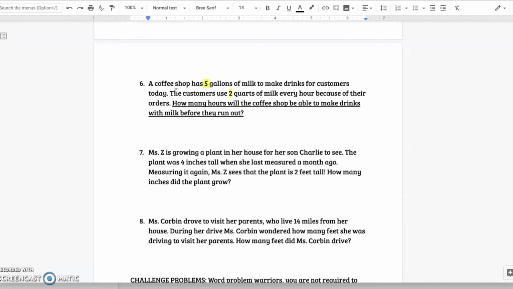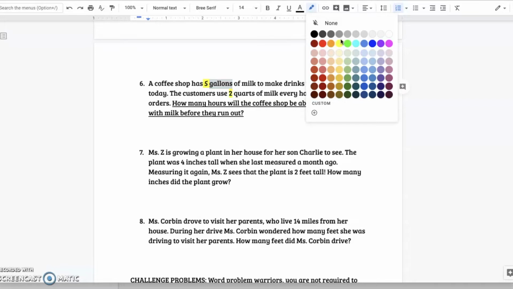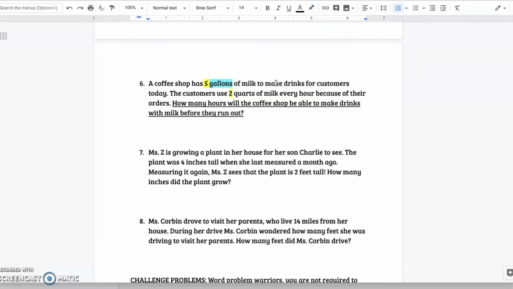So I'm going to go back and read it one more time. A coffee shop has 5 gallons. Ooh, that's important. I need to know the unit. So I'm going to select gallons, and my boxing color is blue. So I'm going to box it in blue. 5 gallons of milk to make drinks for customers today.